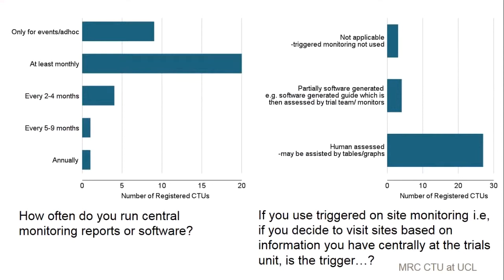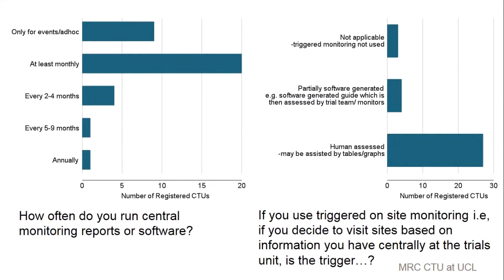We then asked those who use triggered on-site monitoring how they use such triggers to decide to visit sites. 79% of clinical trials units, i.e. most of them, use a process in which triggers are human assessed, perhaps assisted by tables or graphs. Only 4 units, 12%, work with software-generated guide as to which sites should be visited, which is then assessed by trial teams. We had no units who wholly use software-generated triggers without an element of human assessment.